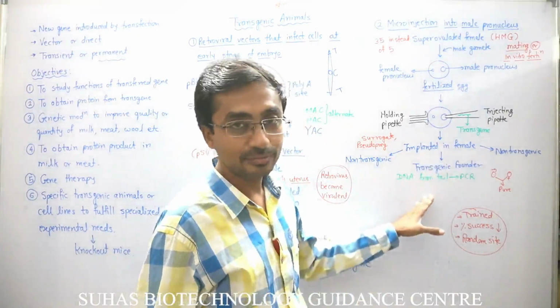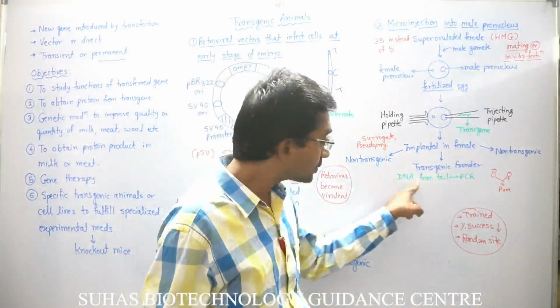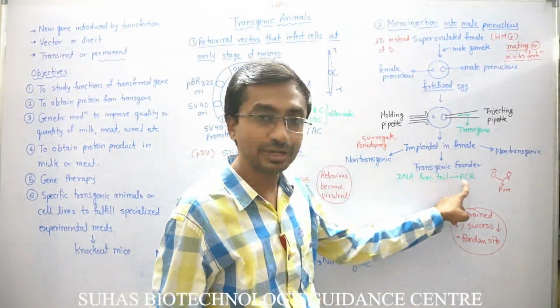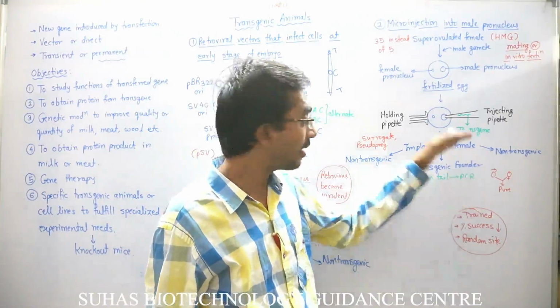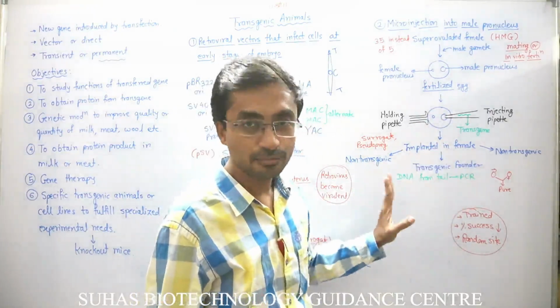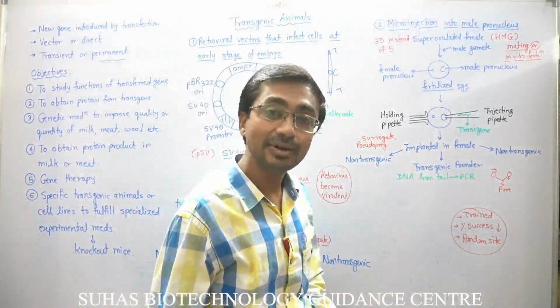That is found. Now how is it checked? A small piece of the tail is cut, and from that DNA is isolated, PCR is performed, and after matching the DNA fingerprinting, we come to know that these are the transgenic founders. There are certain disadvantages also.